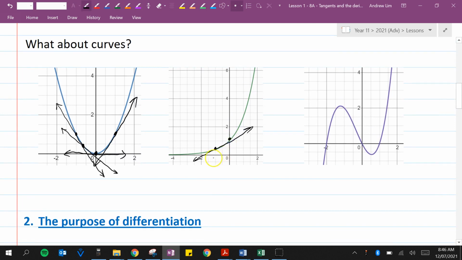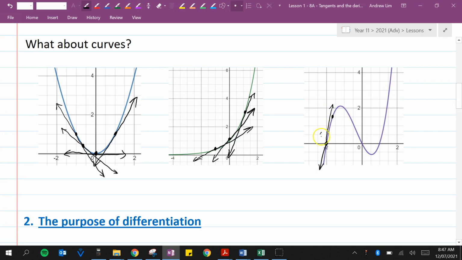What about when x is 0? Still sloping up, but steeper. What about, let's say over here? Tangent is still sloping up, but it's even steeper. So we can see that the gradient is not constant, it's always changing. And the last example here, we've got a cubic function. If I were to find a gradient at x equals -2, very steep, and it's positive.